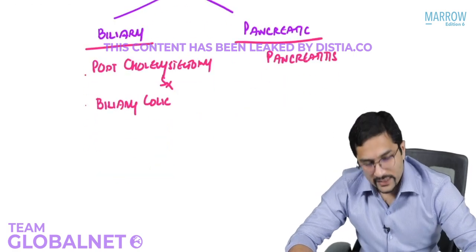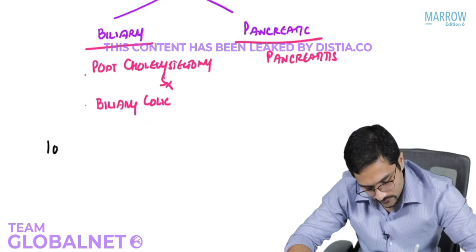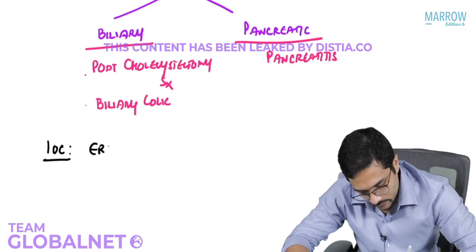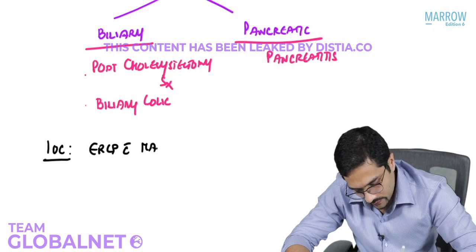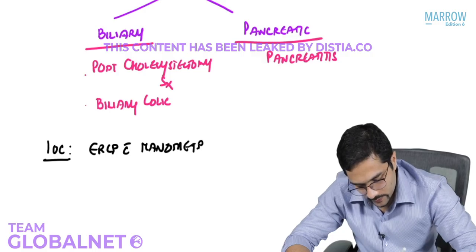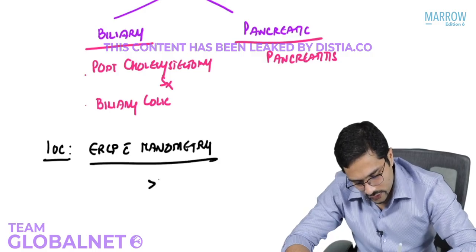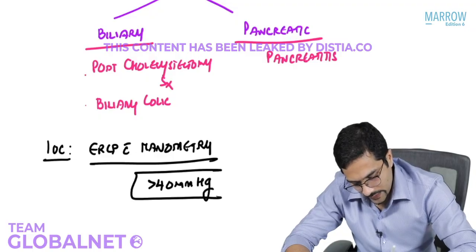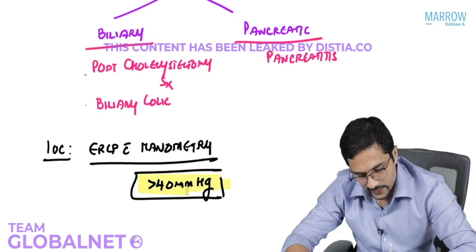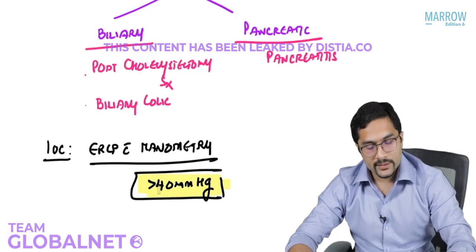Now, to diagnose sphincter of Oddi dysfunction, the investigation of choice here is ERCP with manometry. So ERCP with manometry is the one which is going to confirm the diagnosis. And if you have a pressure of more than 40 millimeters of mercury, that is what tells us that there can be a sphincter of Oddi dysfunction present in these patients.